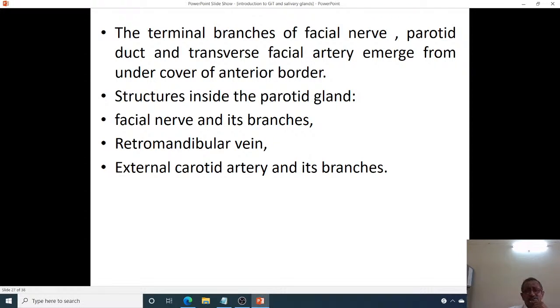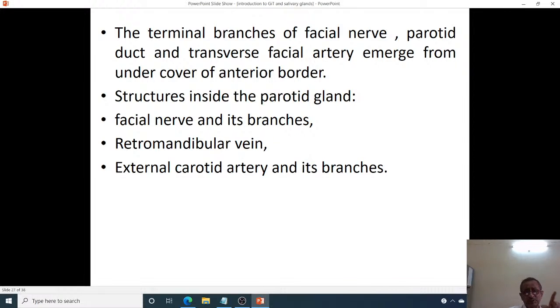The terminal branches of the facial nerve, parotid duct and transverse facial artery emerge from the anterior border of the gland. Anteriorly, we are seeing the terminal branches of the facial nerve: the temporal, the cervical. There are about 5 branches of the facial nerve coming from the under surface of the anterior border, and the facial artery also emerges from the anterior border.